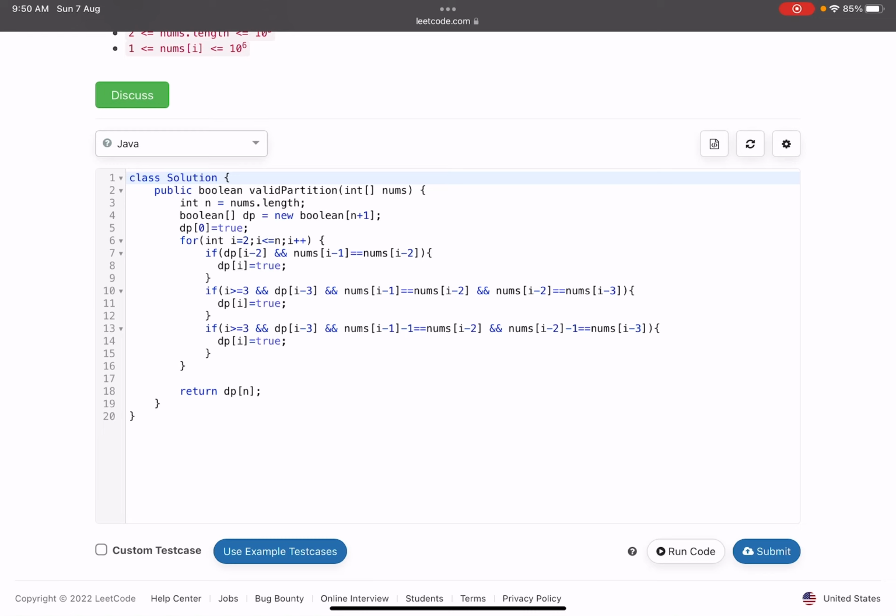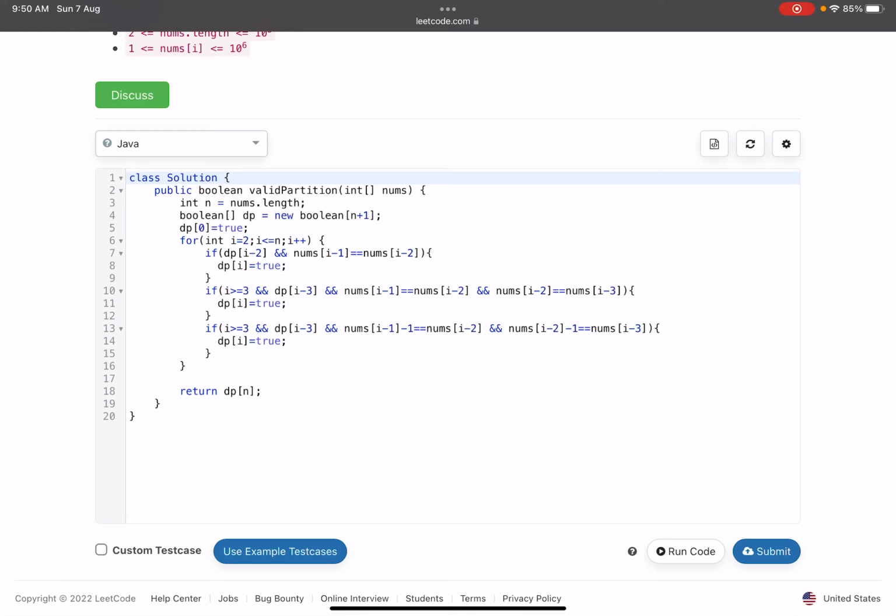So when I'm at the ith position, I'm checking the ith and the I minus 1th position. If these two are equal and till the I minus 2th position my array was forming a valid partition, we are good to go. So that is what we have done. dp of I minus 2 is true and nums of I minus 1 and nums of I minus 2 are equal, so dp of I equals true. First condition, if satisfied, dp of I is true, right?